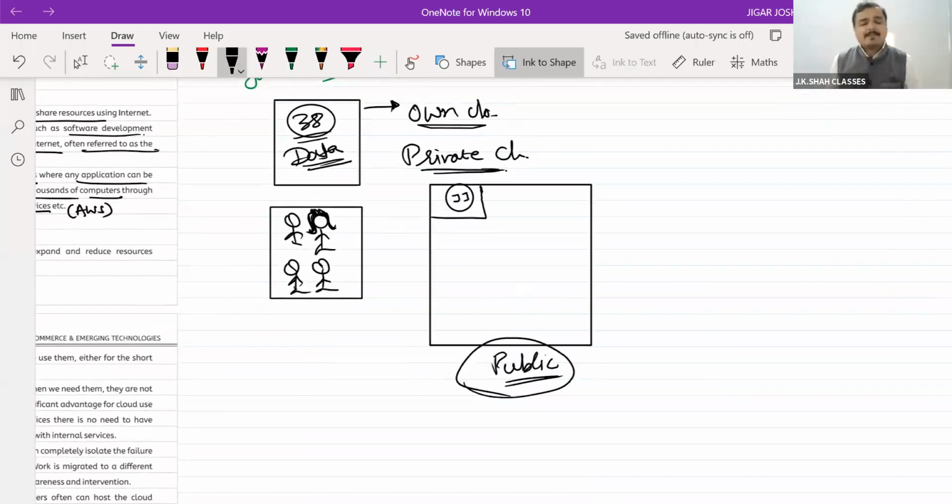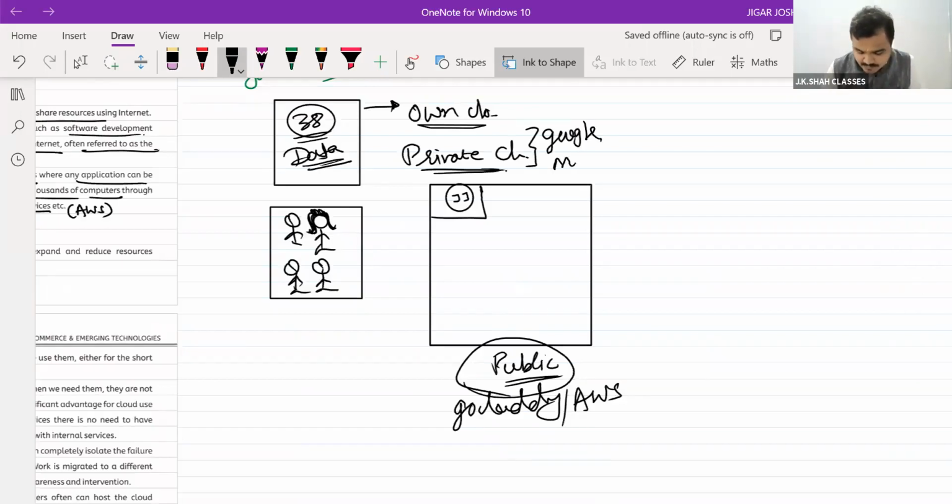Sir, can you give the examples of public cloud, people? Yes, the one is GoDaddy. It's a public cloud. Amazon Web Services, public cloud. Sir, example of private cloud? Google, they have their own cloud. Microsoft, they have their own cloud. Facebook, they have their own cloud. Because these people have tremendous large data, people. They can't go to anyone else and say that, please... Are you getting my point of view? Yes, sir.